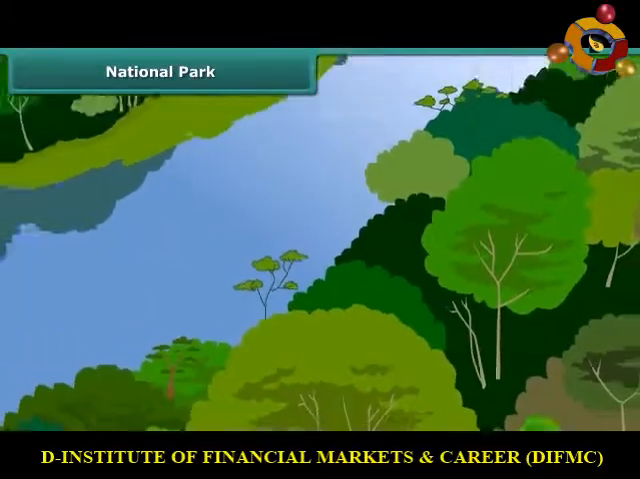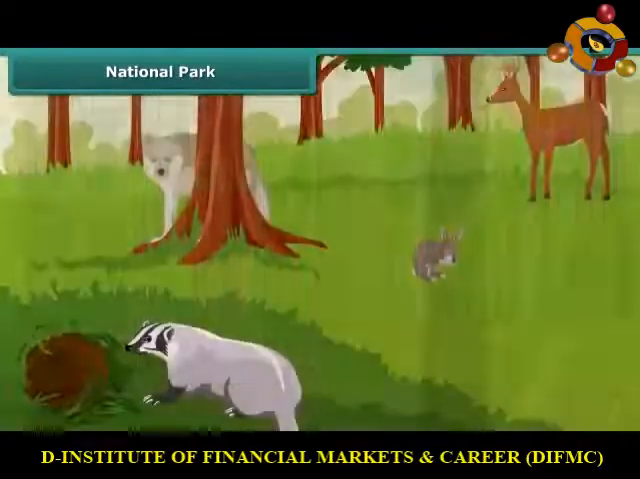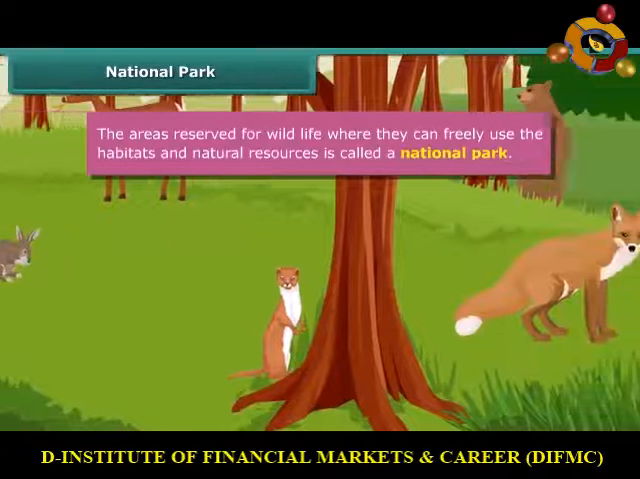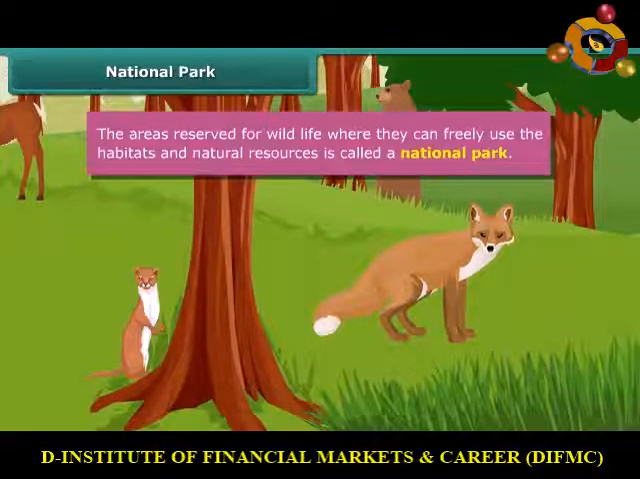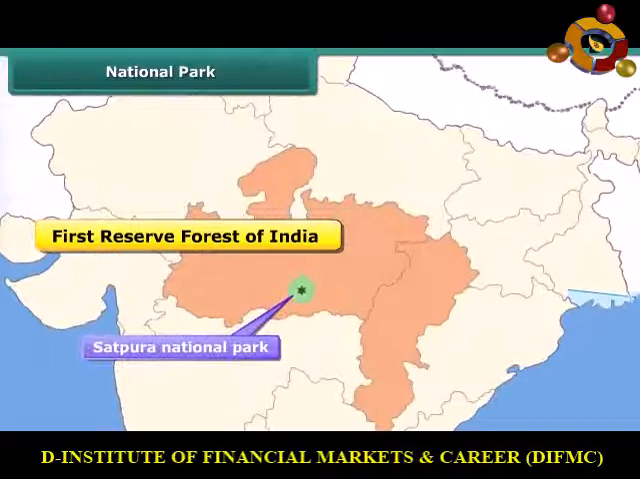This is the Satpura National Park. Can you think what a national park is? Yes, the areas reserved for wildlife where they can freely use the habitats and natural resources are called a national park. It is interesting to note that this is the first reserve forest of India. It is famous for its tiger reserve.